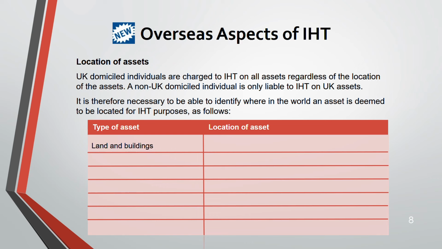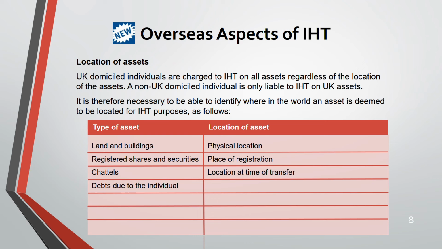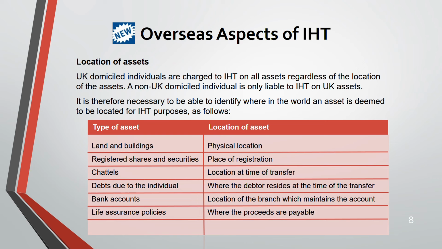Depending on the type of asset, this table will help you decide the location of the asset. If it's land and buildings, it is the physical location, wherever it is located. If it's in the UK, it's UK. If it is France, it's France. Registered shares and securities, place of registration. Chattels, location at the time of transfer. Debts due to the individual, where the debtor resides at the time of transfer. Bank accounts, location of the branch which maintains the account. Life assurance policy, where the proceeds are payable. Business, where the business is carried on.